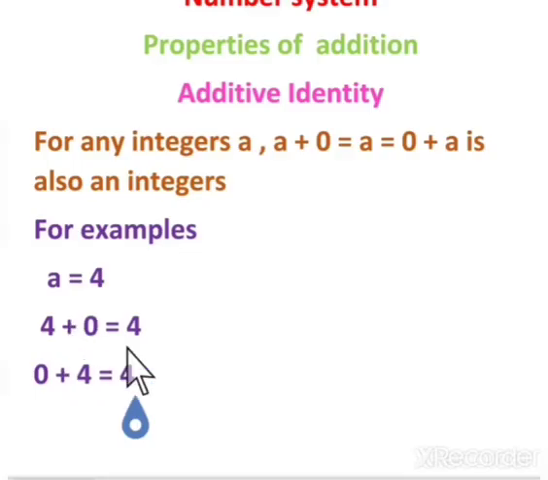First we added 4 plus 0, answer 4. Next we added 0 plus 4 in reverse, then also the answer is 4. Any integer if you add with 0, the answer is that same integer. And 0 is the identity for addition. If we ask what is the identity for addition, it is 0, because whichever number we add 0 to, the answer will be the same number. This is the example for additive identity. And it is also left hand side equal to right hand side.